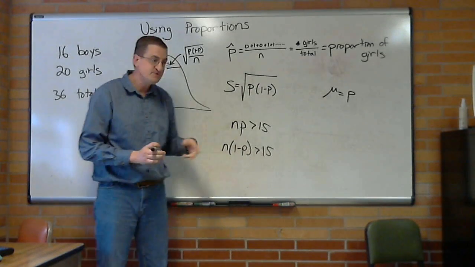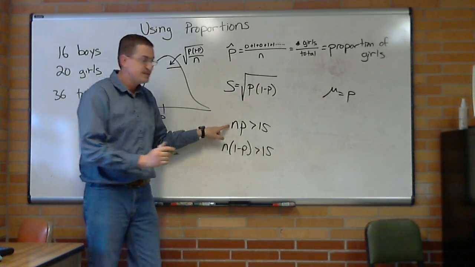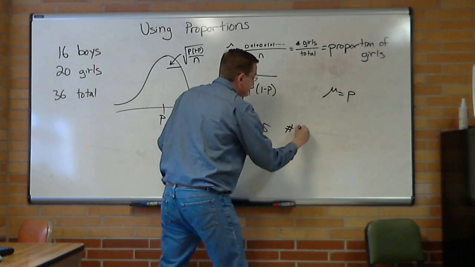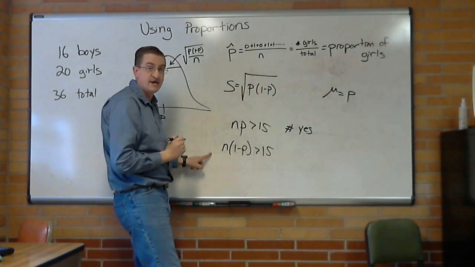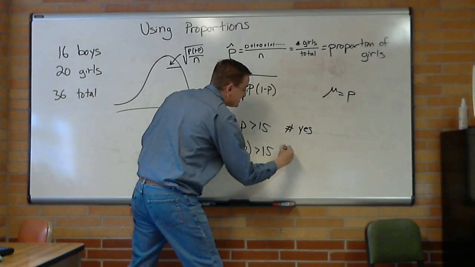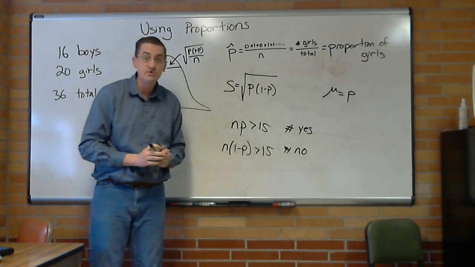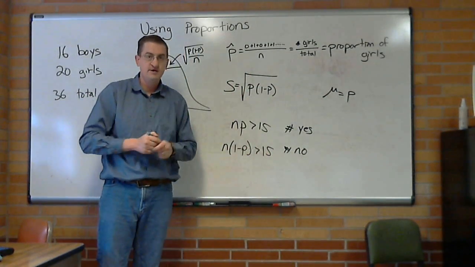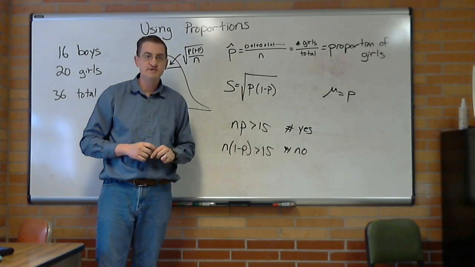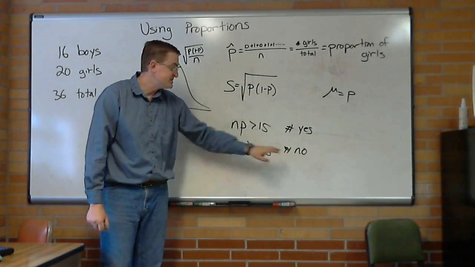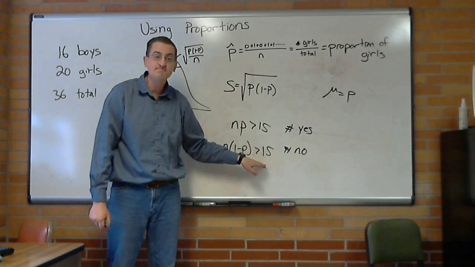What do you get if you take n times p? The answer is you get the number of people who said yes, and n times 1 minus p tells you the number of people who say no. Hashtag, remember when numbers used to be numbers. Number of people who said yes, number of people who said no. You have to have at least 15 of both.